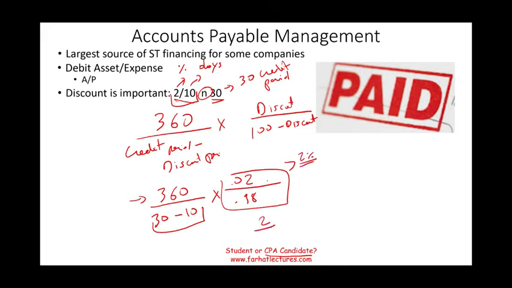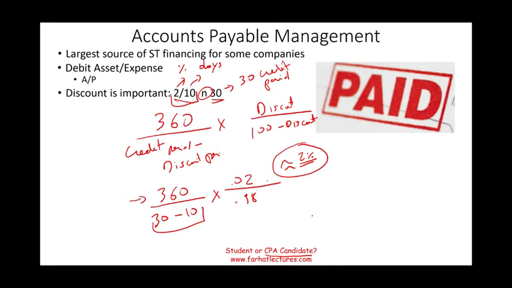Why? Because 2 divided by 100 is 2%, or 0.02 divided by 1 equals exactly 2%. So 0.02 divided by 0.98 is a little bit over 2%. You can say approximately 2%, but it's a little bit over. So you're saving approximately 2%. And how many times are you saving this 2%?